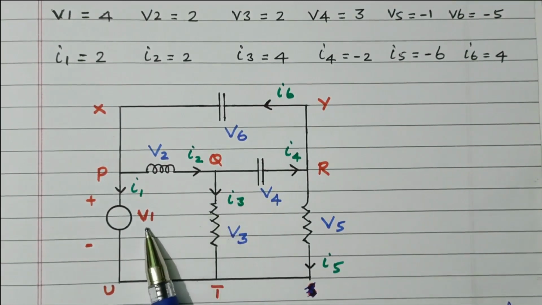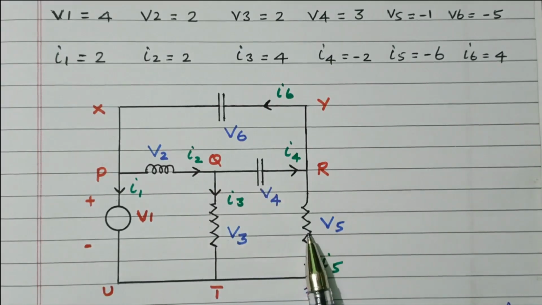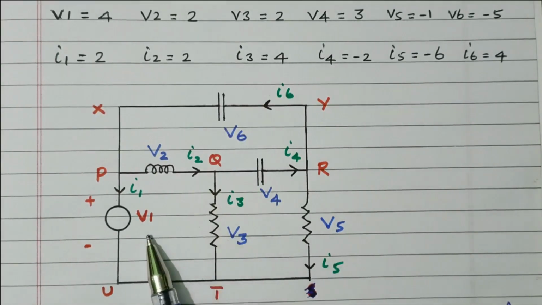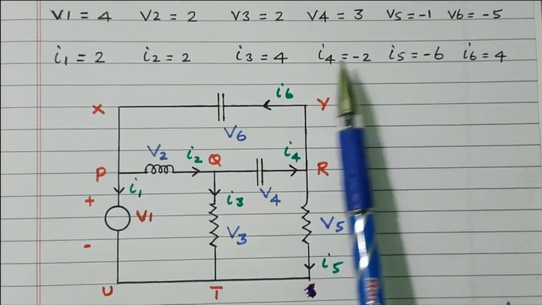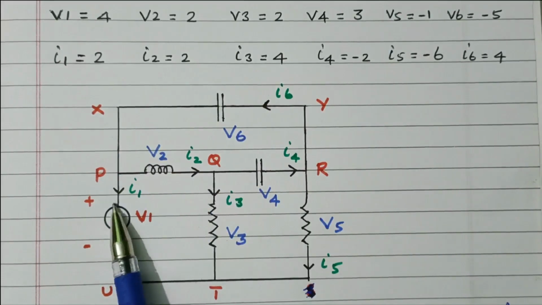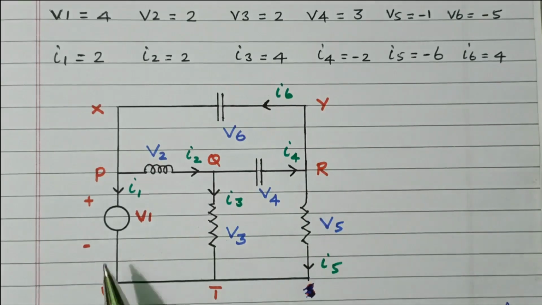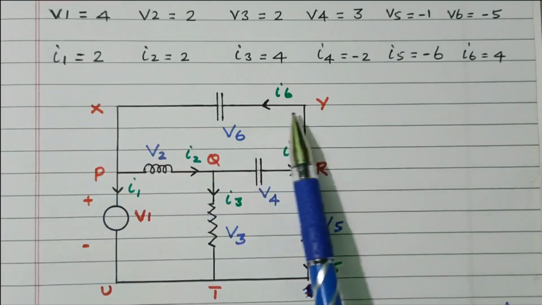One voltage source is available. Here there is one inductor, a resistor, a capacitor and another resistor, and here one more capacitor is available. The voltage across and current flowing in each branch are given, V1 to V6 and similarly I1 to I6. The nodes are named P, Q, R, T, U. This one is X, Y. These two terminals are the same, so no separate name is given. So the nodes are P, Q, R, T, U, and this one is X, Y.